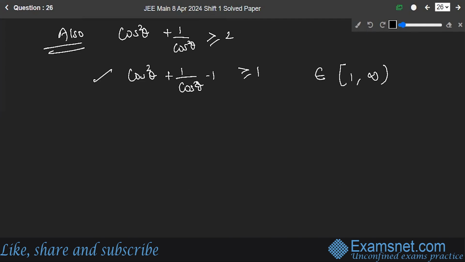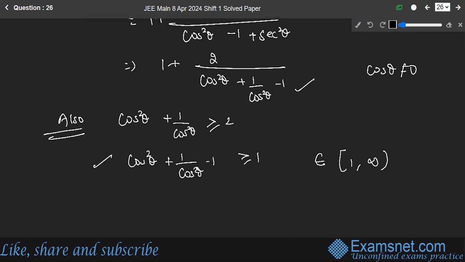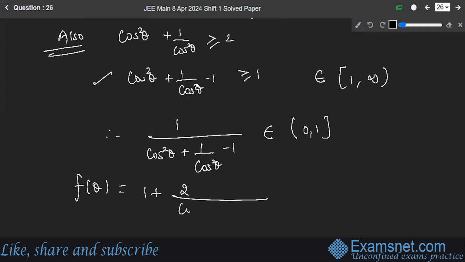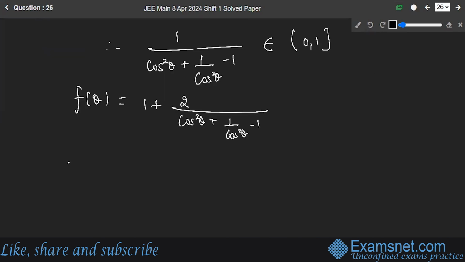And because this is in the denominator, therefore 1 upon cos square theta plus 1 upon cos square theta minus 1 will belong from 0 to 1 limit. Okay. So for that, let's get back to our f theta. What was that? f theta was 1 plus 2 upon this value. Okay. So there can be two possible values, the f theta minimum and maximum, right?